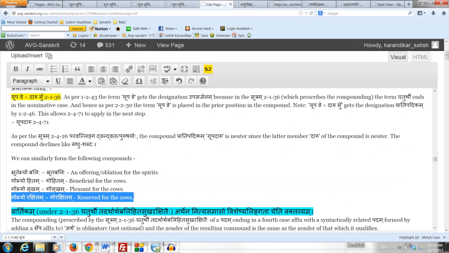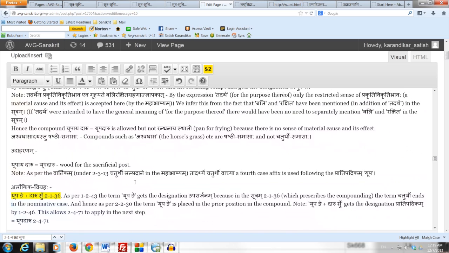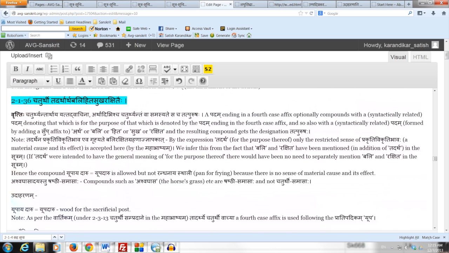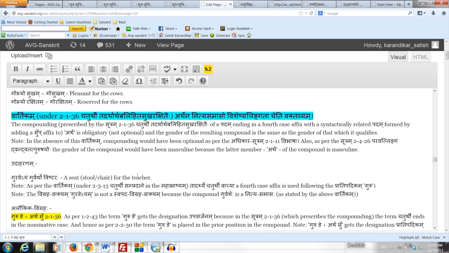Now what about compounding with Artha? For that we need the Vartikam which we'll take up next. There is a Vartikam under this Sutram 2136 which reads Arthena Nitya Samaso Visheshyalingata Cheti Vaktavyam. That will be our next Vartikam.